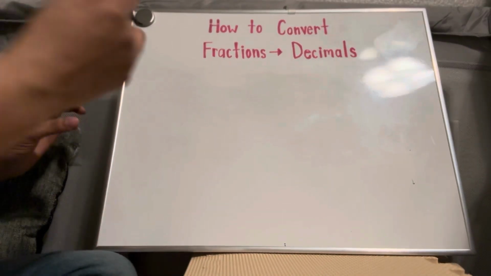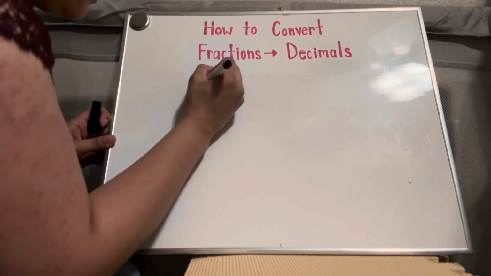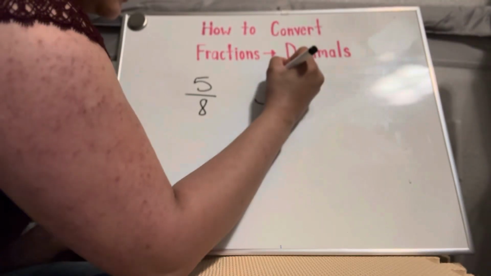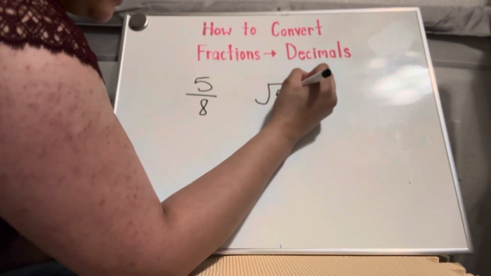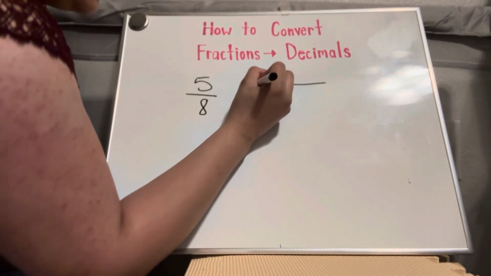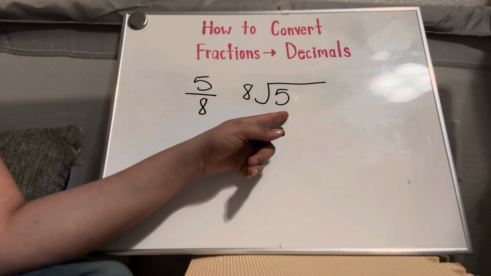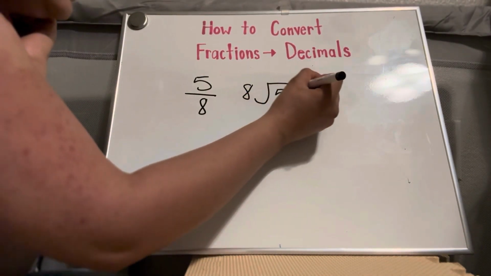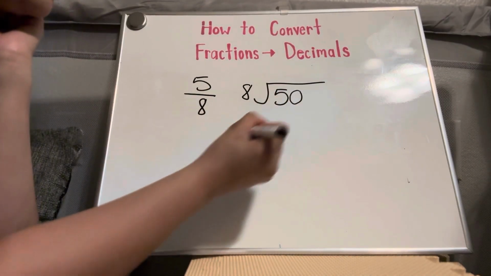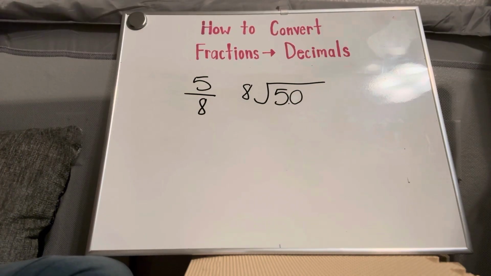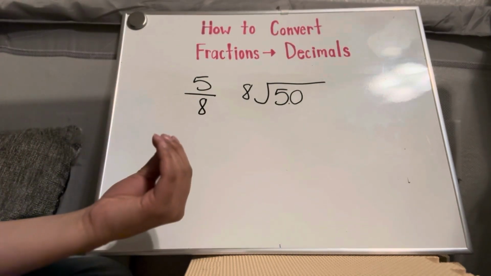Let's go ahead and do our 5/8. So in the house, we're gonna have our nice number 5. Outside, number 8. 8's knocking, but can he get into 5? No. So let's go ahead and put our imaginary 0 and our imaginary decimal point. Now, how can we get 8 into 50?